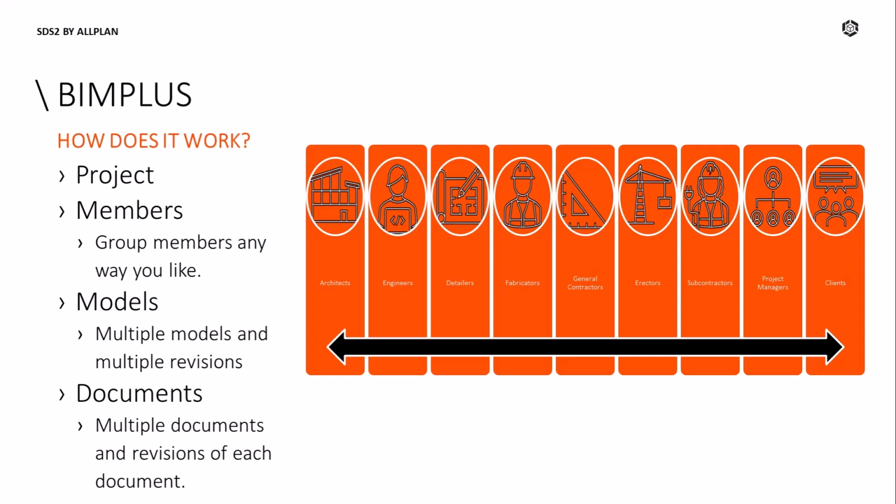So how does it work? It all starts with creating a project. You can either create a project in BIMplus on the web-based platform, or through the SDS2 direct upload, you can create a new project that way as well. Then you create groups of members. Members being people, and you can see I have some of those silos tied in together horizontally right here on the slide. So maybe that group looks like by stakeholder or by trade.